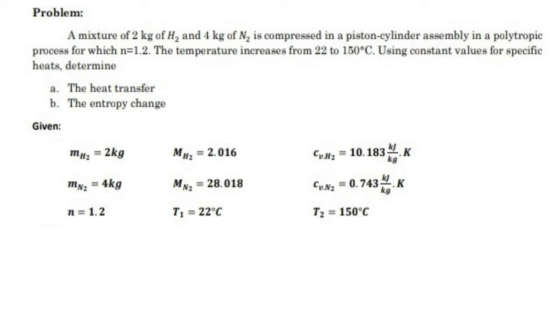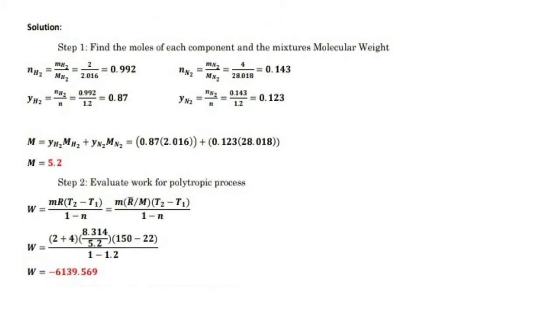By listing the givens, we have 2 kilograms of hydrogen, which has a molecular weight of 2.016 and a specific heat of 10.183 kilojoules per kilogram Kelvin. And we have 4 kilograms of nitrogen, which has a molecular weight of 28.018 and a specific heat of 0.743 kilojoules per kilogram Kelvin. And we have n equal to 1.2, T1 equal to 22 degrees Celsius, and T2 equal to 150 degrees Celsius. So step 1, find the moles of each component and the mixture's molecular weight.